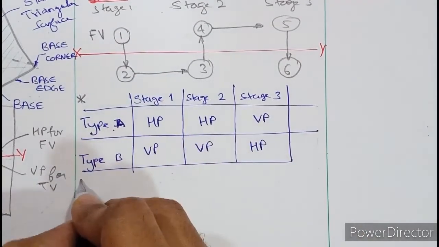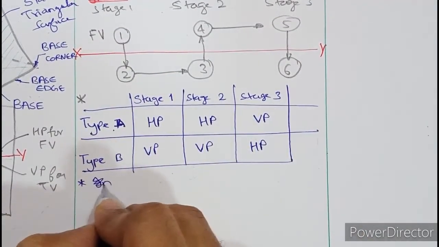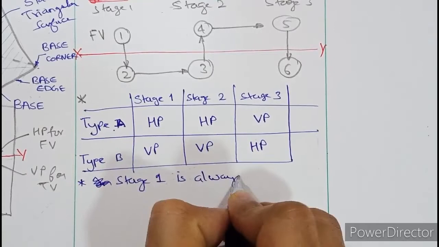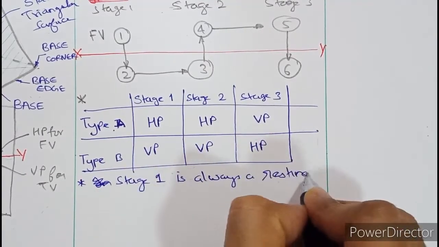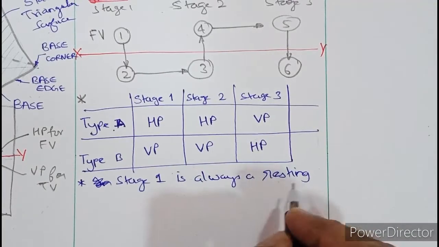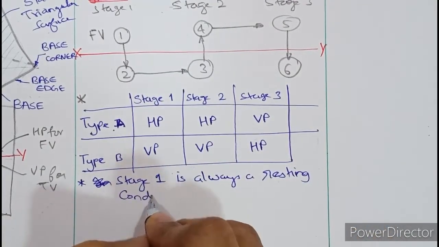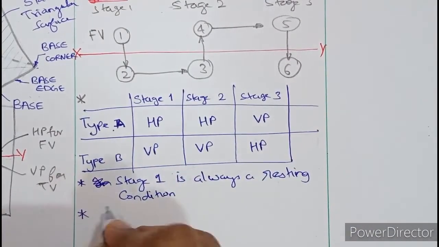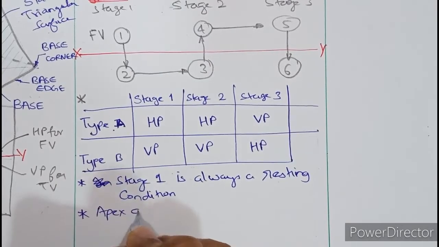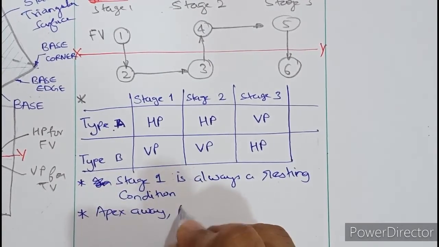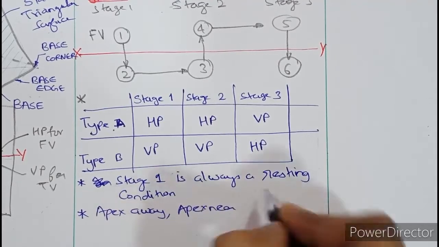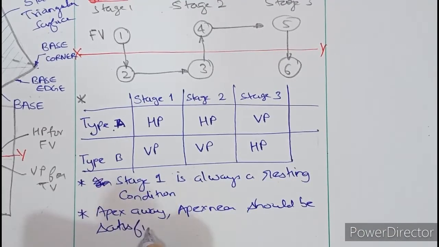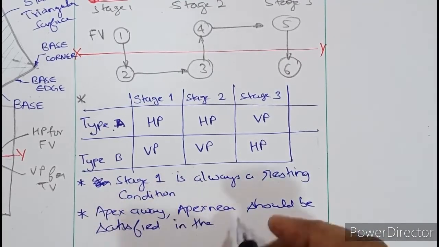So what else you should remember is, stage 1 is always a resting condition. The resting condition always indicates stage 1. And the second thing you should remember is apex away, or you can say apex near, should be satisfied in the third stage. So such a condition should be satisfied in the third stage.